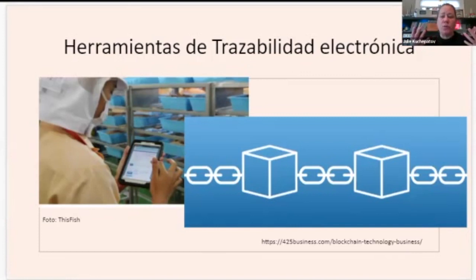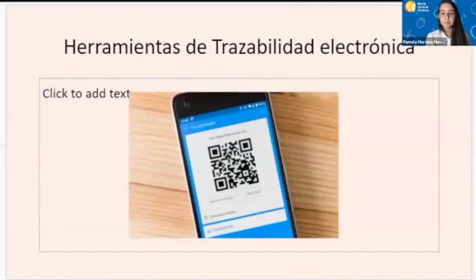There's a new blockchain system. I don't know if anybody's familiar with that, but blockchain is a tool. También una herramienta llamada blockchain o cadena de bloques que se puede utilizar. And then there are QR codes that can be on the phone and on the product as well. También lo que son los QRs o unos códigos que se pueden escanear con el teléfono se pudiesen utilizar.